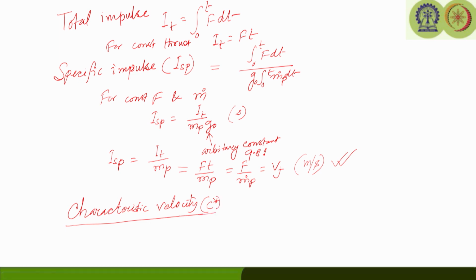So, now let us try to derive the equations for C star in terms of other parameters. We will begin the derivation of this C star by considering the mass flow rate through the throat of the nozzle. As we have already derived the equation for Vj, we can use a similar manner.